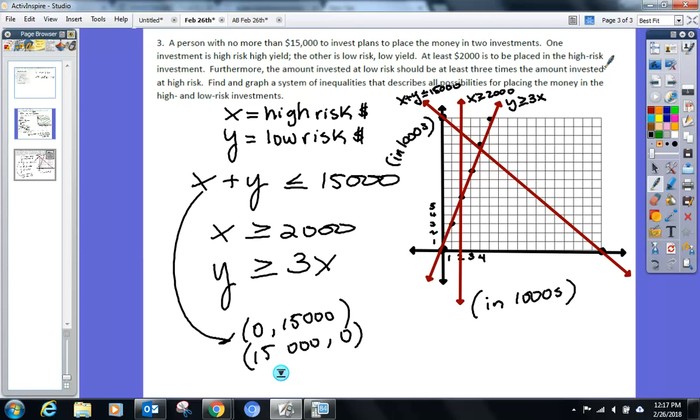All good. Last one. 0, 0. Ooh. It's on the line. Can't use it. Good deal. Can't use it if it's on the line. Pick another point for me that's not on the line that would be easy. That's what I was thinking.